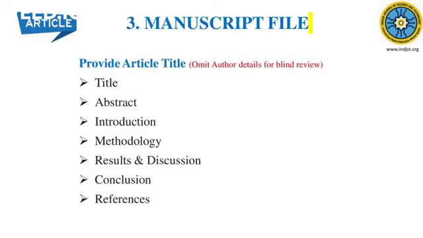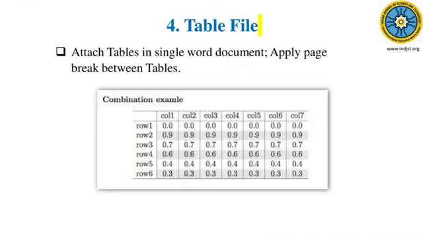Manuscript file. Provide the article title. For blind review purposes, author names and their details are not provided in this file. Add the abstract with subheadings. Add the following main sections: introduction, methodology, results and discussion, conclusion and references. Use the demo PDF file to write the article for your preparation.